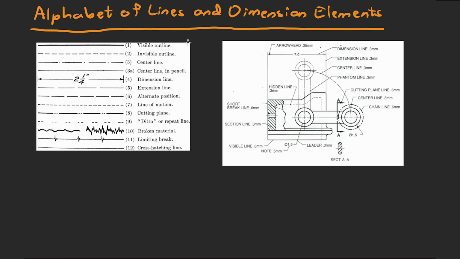So to begin dimensioning, we need to know what types of lines that we're going to use. That's why we have what we call an alphabet of lines. Not all of these are super important for the TIL exam, but let's look at a few of them. The visible outline is to show an outline of a surface where you can actually see that. But the invisible outline, or sometimes also referred as the hidden line, is to see the outline of a surface that you're not able to see in that current view.